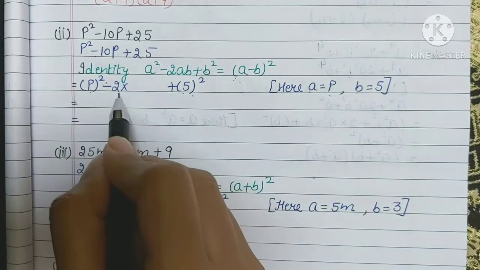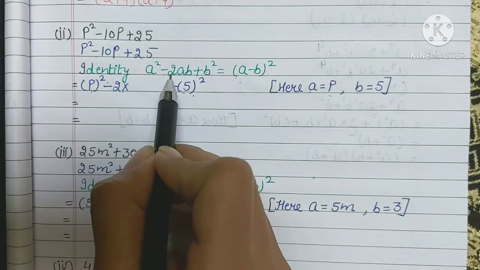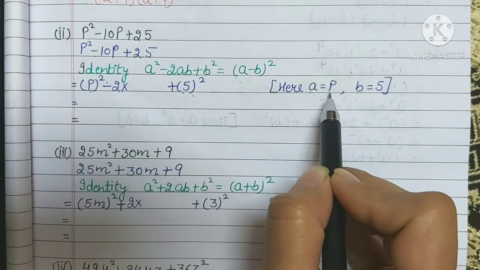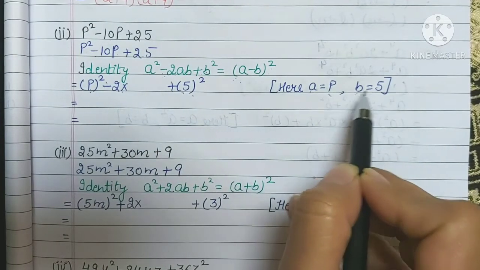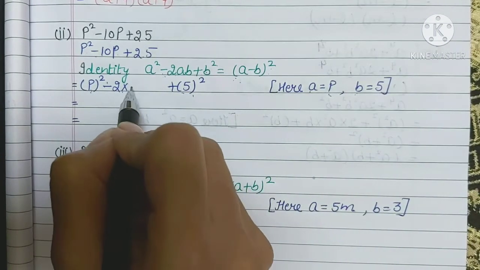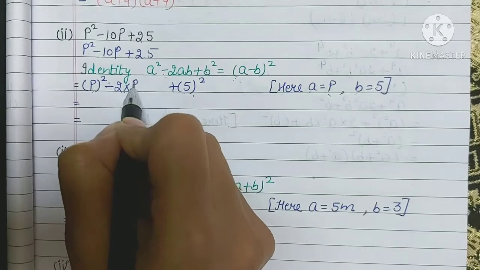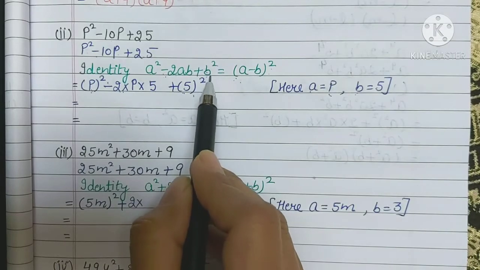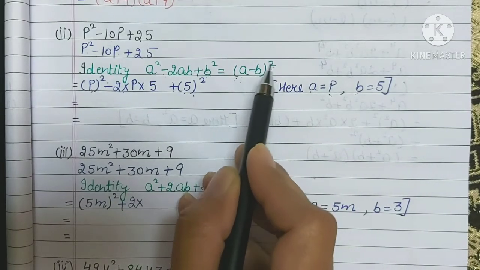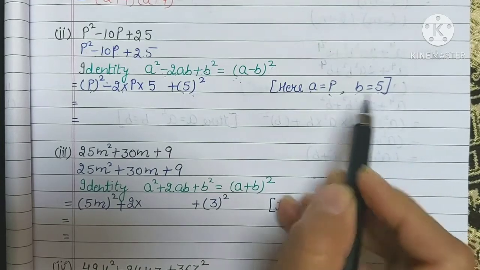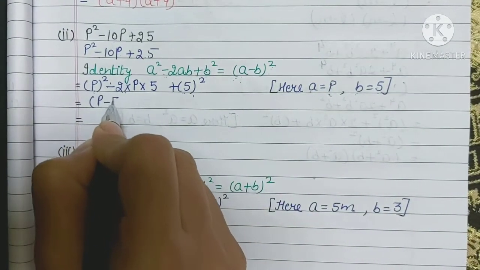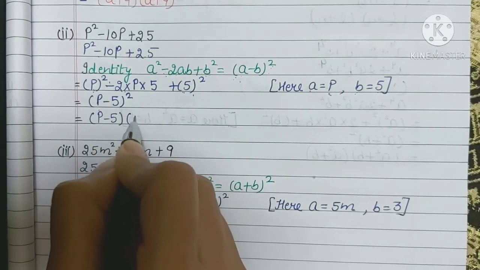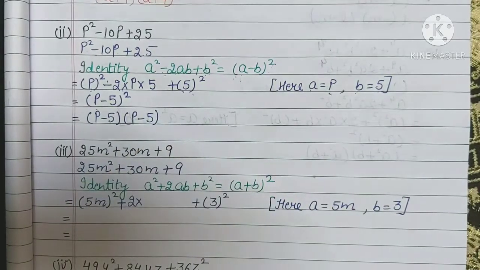Now I can write the middle term very easily. It should be minus 2ab, means minus 2 multiply a multiply b, and a is p and the value of b is 5. So what should I write here? I should write minus 2 multiply p multiply 5, and according to this identity it should be equal to a minus b whole square. Then it should be equal to p minus 5 whole square. And what is p minus 5 whole square? It is p minus 5 into p minus 5.